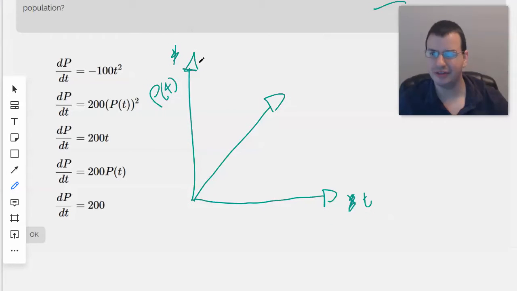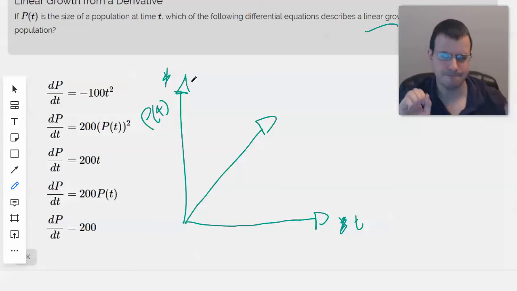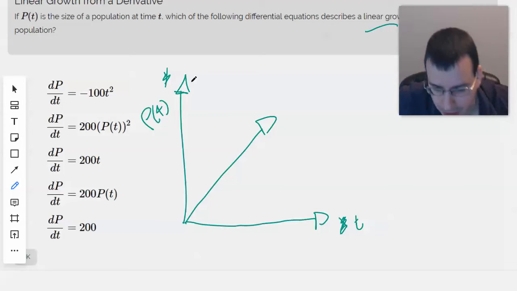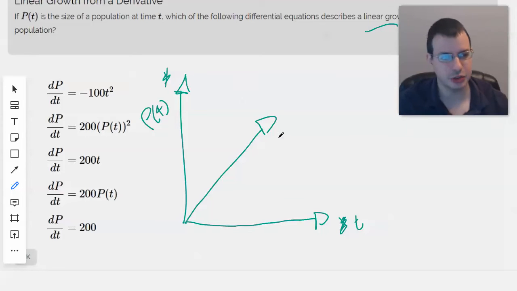The reason I overemphasize this is because a lot of people here are like, wow, it's super obvious. I know. It's really easy to get tricked in these sorts of things.